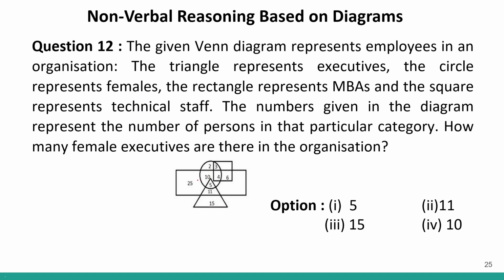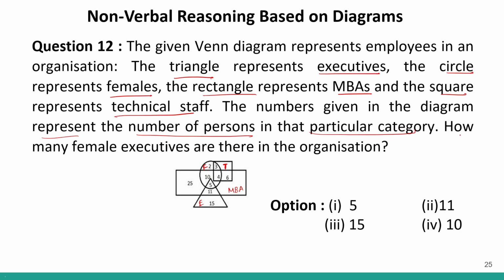Now question number 12. Question number 12 is a Venn diagram question. Over here the given Venn diagram represents employees in an organization. So triangle means executives. So these are the triangles, these are executives. The circle means female. So this is the circle, these are female. Rectangle means MBAs. So this is the rectangle, means MBAs. Square means technical staff. So this is the square, this means technical staff. The number given in the diagram represents the number of people in that particular category.